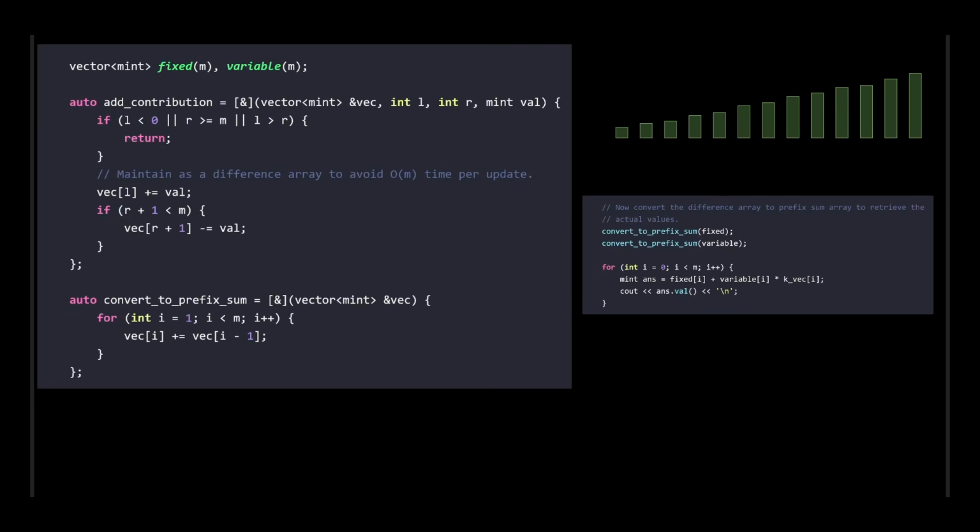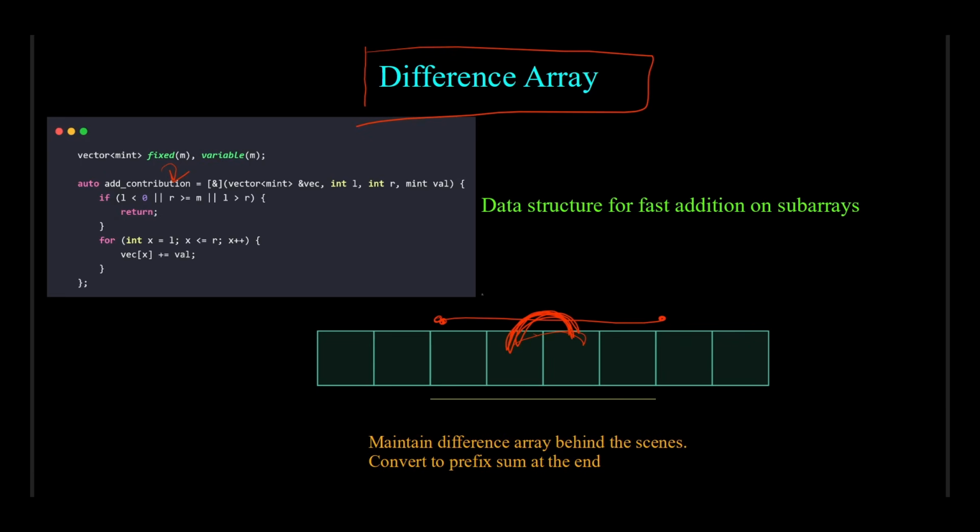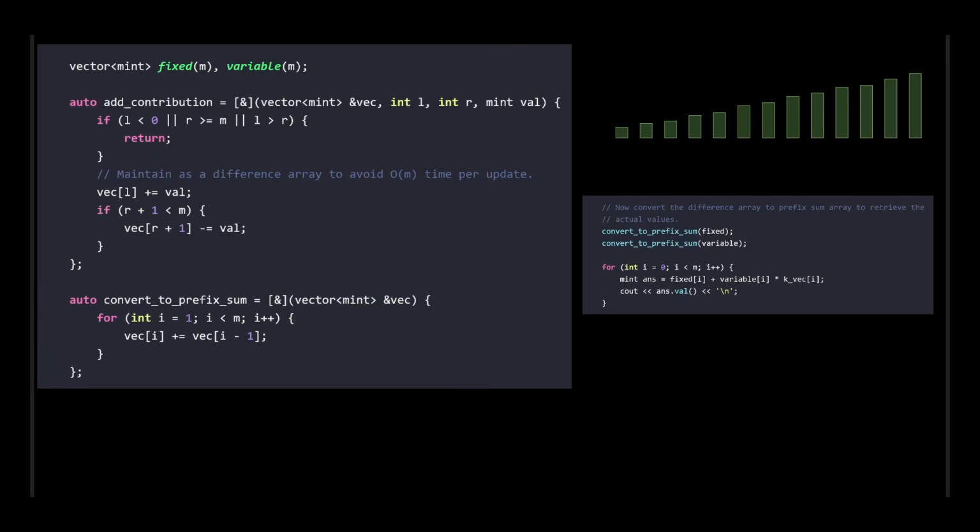So finally, let us look at the implementation of the difference array. It's pretty simple. You keep the signatures same, but every time you add something, you increment over here and then you decrement over here, because the difference of the rest of these does not change, right? And at the end you convert it to a prefix sum array, and then the user can query the value to retrieve the actual value.